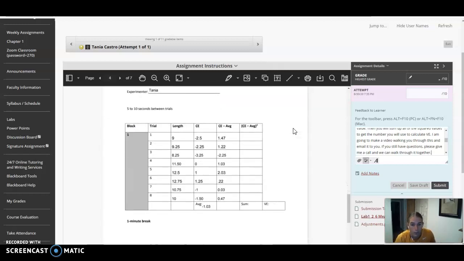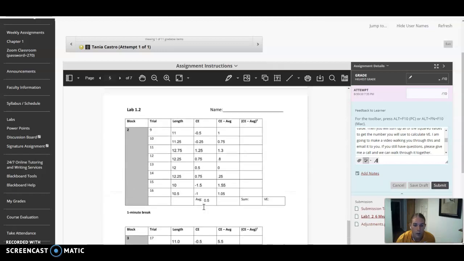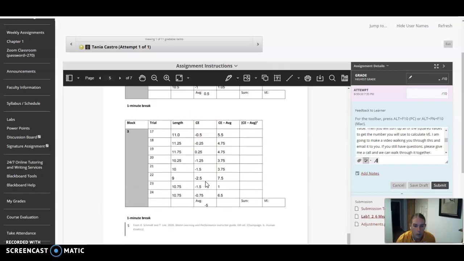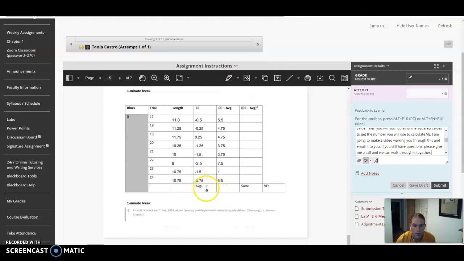So the first things that you did great. You did the lengths here. You drew those here. You calculated your CEs, and then you averaged the CEs. What I did notice is with your CEs, they look good for blocks 1 and 2. However, when you got to block 3, the CE is much higher than what these numbers are. So make sure you're adding all these numbers up together and then dividing by 8, which is the number of the trial. So this number should be a number that more resembles these numbers here.